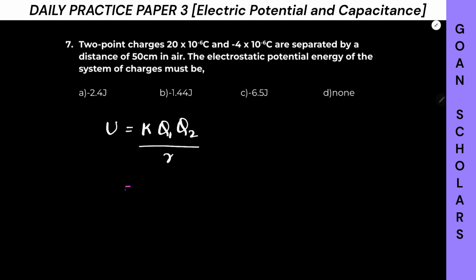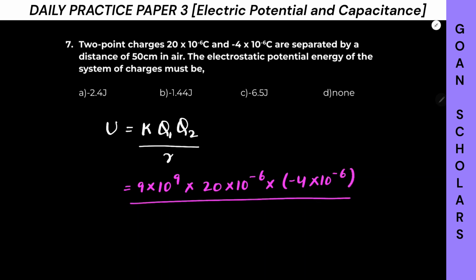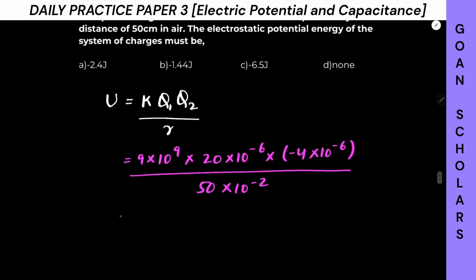So this will be 9 into 10 to the power 9 times Q1. What's Q1? 20 into 10 to the power minus 6, and Q2 is negative. So you have to consider the sign. Potential and potential energy both are scalar quantities, but signs are important. Separation is 50 into 10 raised to minus 2. Let's simplify it. Let's keep the numbers together, 4 and 9, into minus 4. I'm taking the negative sign in front, into 4 whole divided by 50. And the powers, let's group them together, 9 to 11 and 12 minus 1.